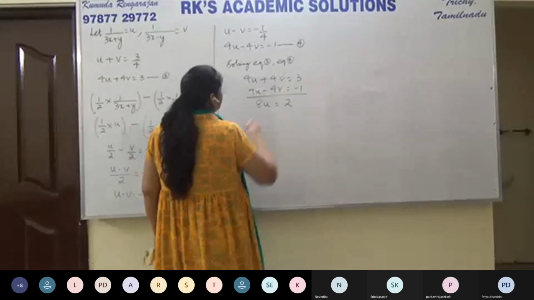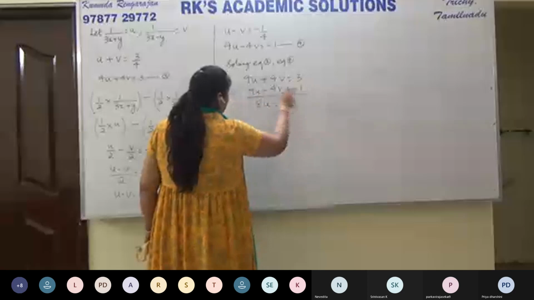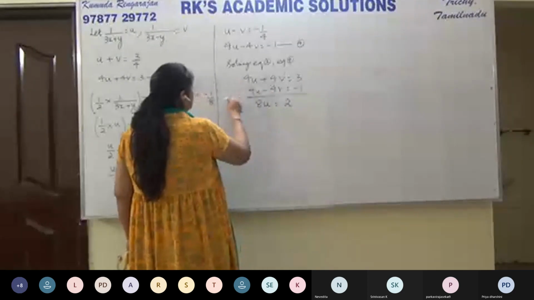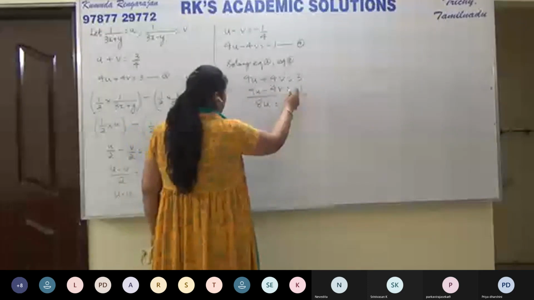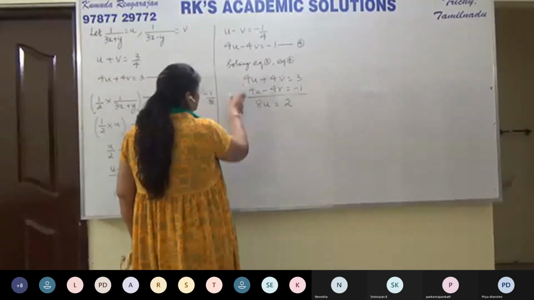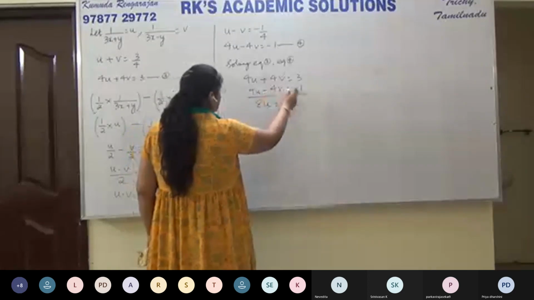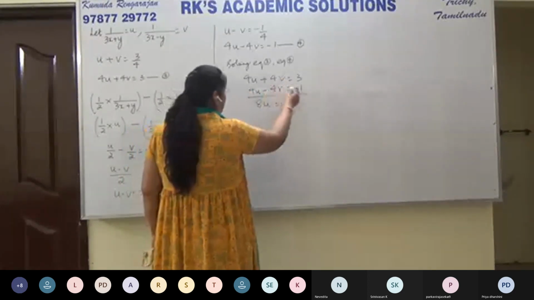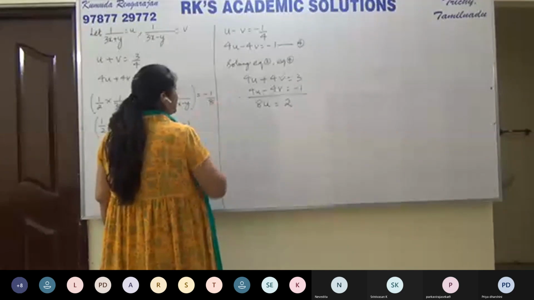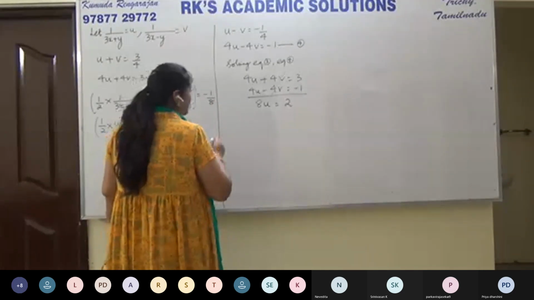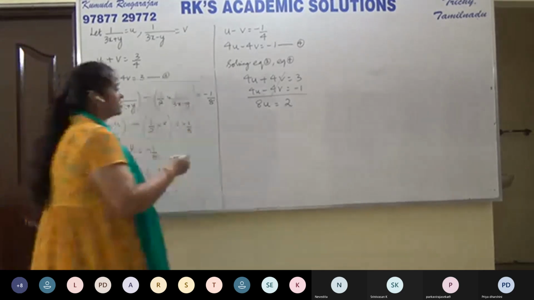When you don't change the signs in the second equation, that means you're adding the two equations. When you change the signs of every term in the second equation, that means you're subtracting the two equations. So here we are adding the two equations.